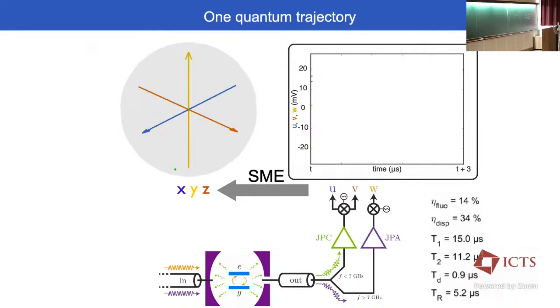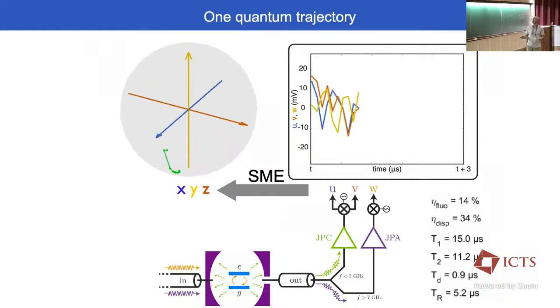All right, so one quantum trajectory. Let's look at one possible quantum trajectory. On the right, you will see a movie of one experiment. You will see three measurement records. The color indicates which is which. And on the left is a solution of the stochastic master equation. So this is a single experiment.